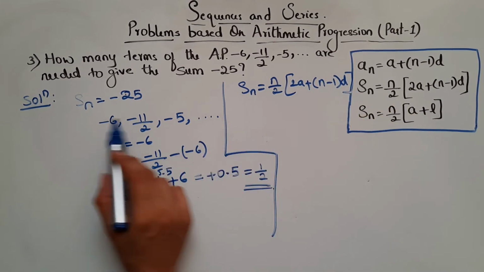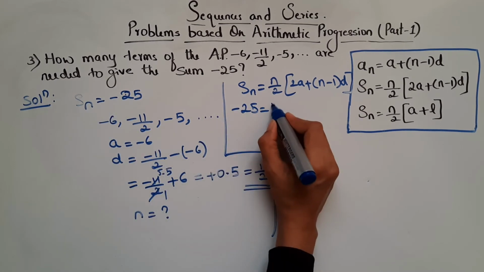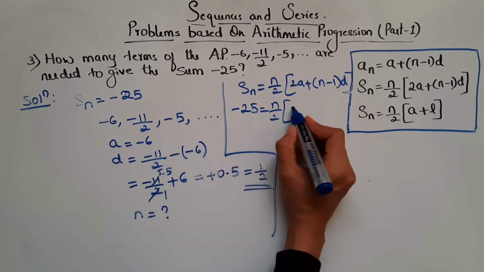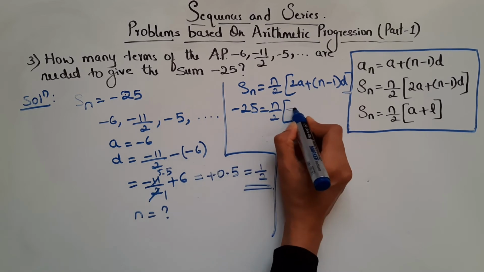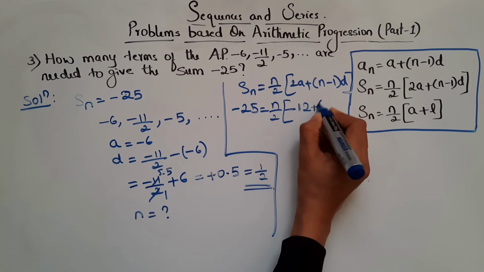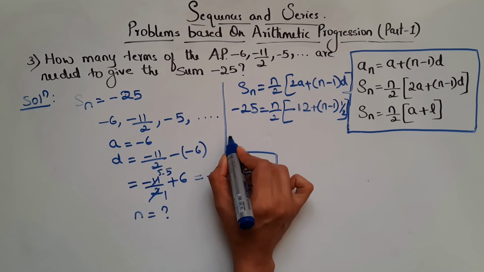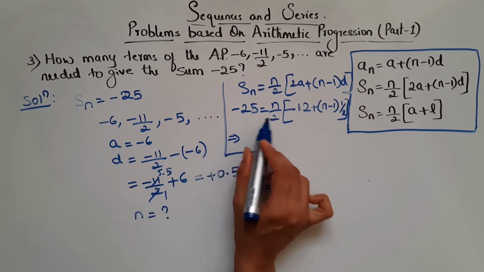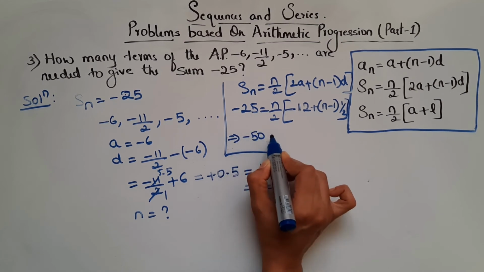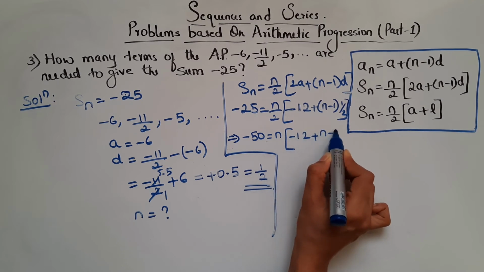Now let's substitute the values. Sn is minus 25, which is equal to n, which we don't know, into 2 into a, and a is minus 6. So 2 into minus 6 is minus 12, right? Plus n minus 1 into d, which is half. Let's bring this 2 to the other side. So minus 25 into 2 is minus 50, which is equal to n into minus 12 plus n minus 1 by 2, right?